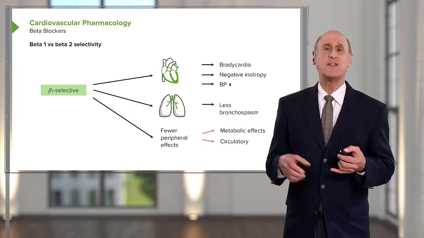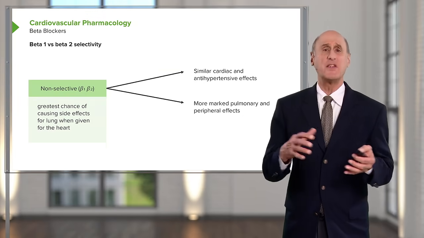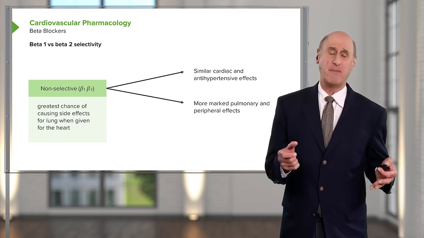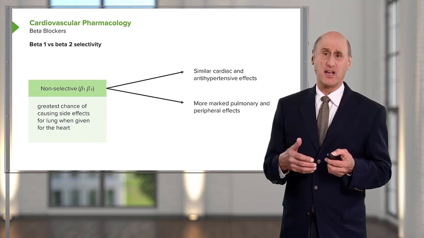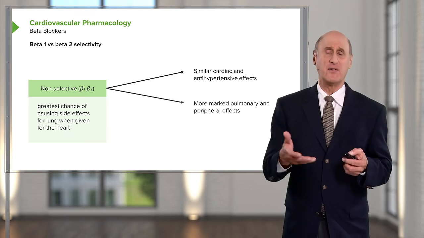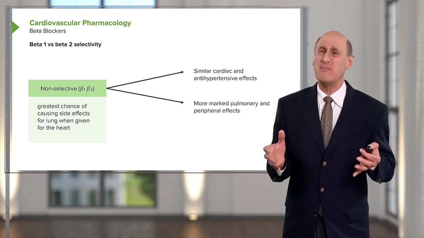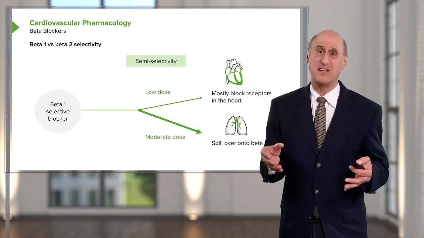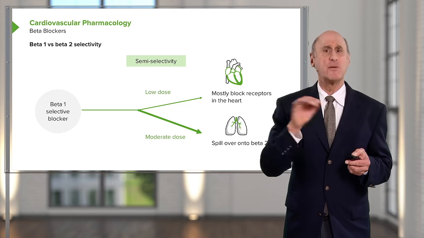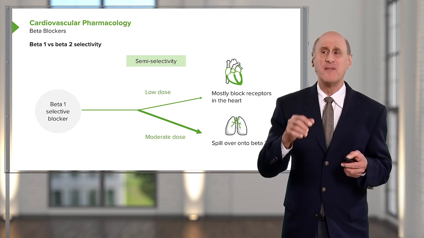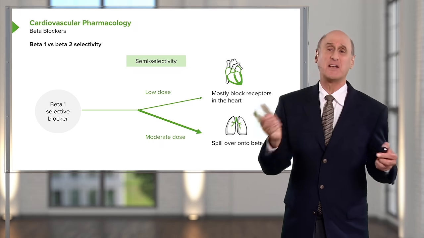Now let's think for a second about the potential of the nonspecific beta blockers, the ones that block both beta 1 and beta 2. These are the ones that have the greatest potential for causing lung side effects when given for the heart. But it turns out that selectivity of beta 1 and beta 2, I call it semi-selectivity. Because if you take a beta 1 selective blocker and you give it at a very low dose, it's going to mostly block the beta receptors in the heart. But if you need to push the dose even into moderate levels, there's some spillover onto beta 2.